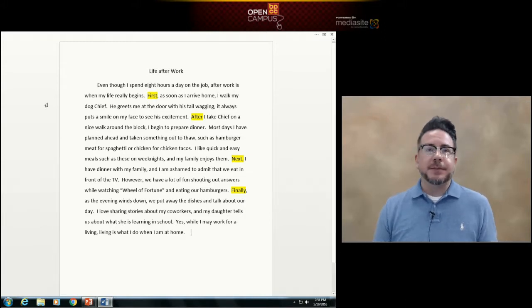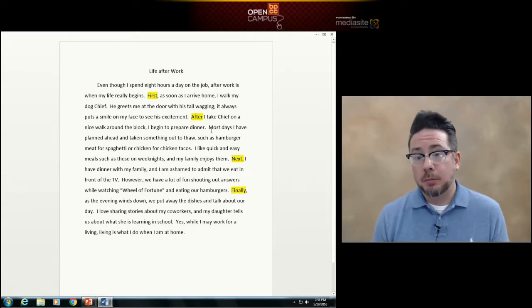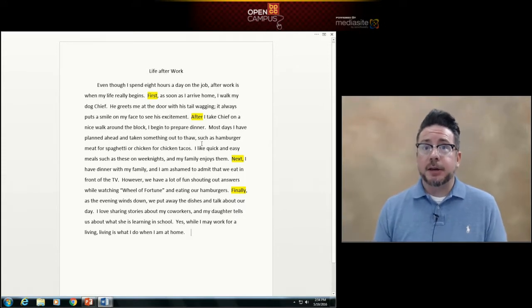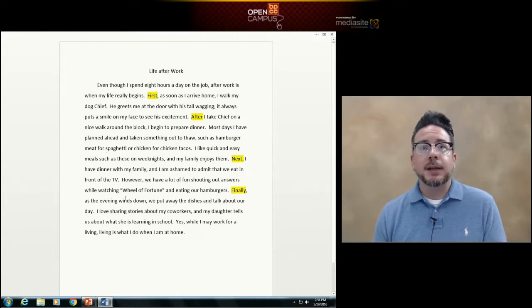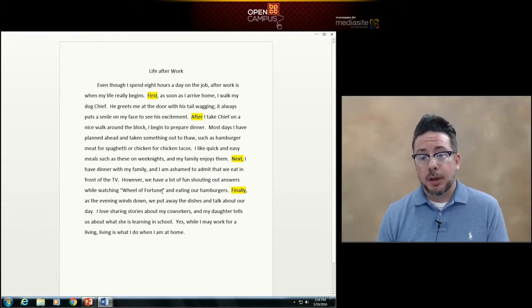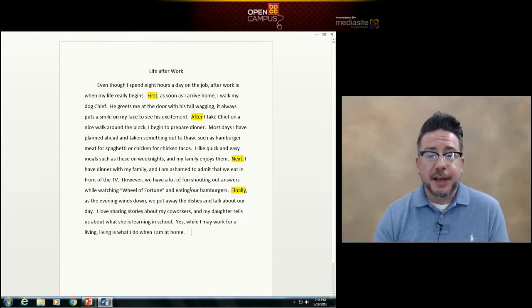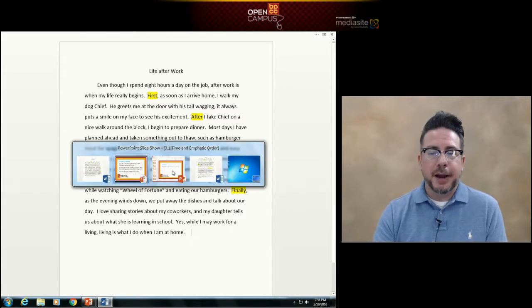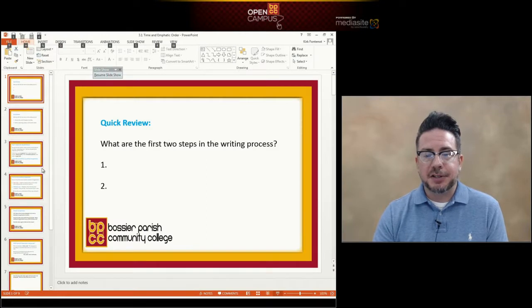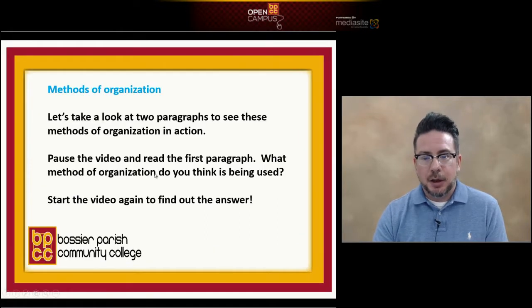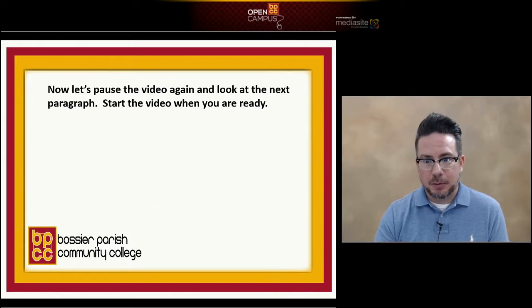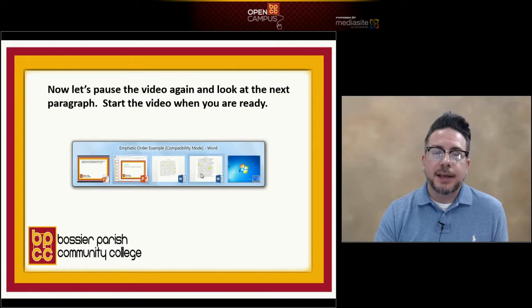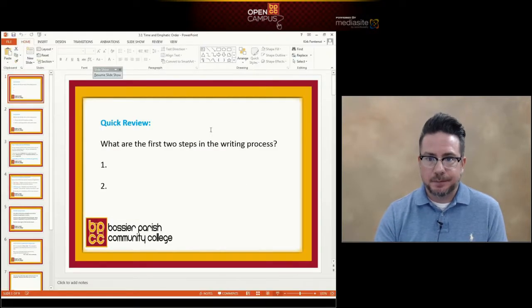Now, did you find that this paragraph gave good supporting points? I think it does, because it describes what life is like after work. And do you feel like it included enough specific detail? Again, I think the answer is yes, because we get little details like the name of the dog. When they talk about preparing dinner, they give examples of dinners like spaghetti and chicken tacos. When they talk about watching TV, we get the name Wheel of Fortune, a good specific example. So all throughout the paragraph, I feel like they give adequate specific details.